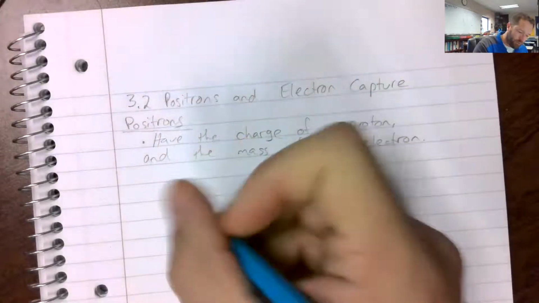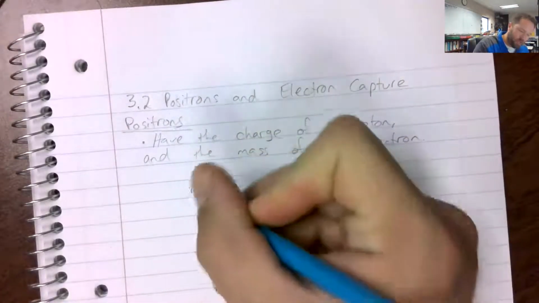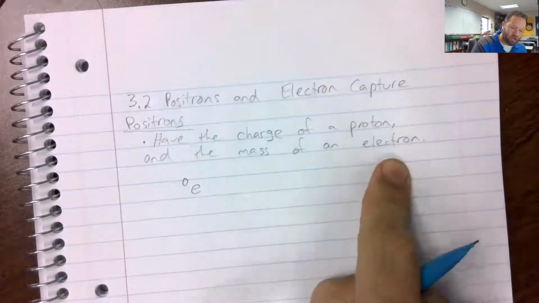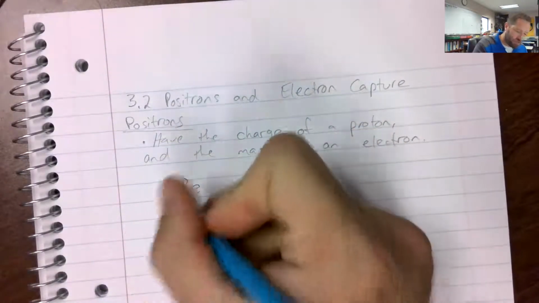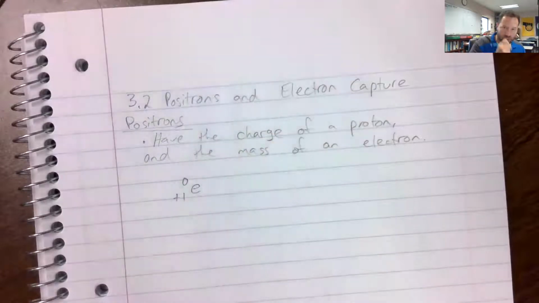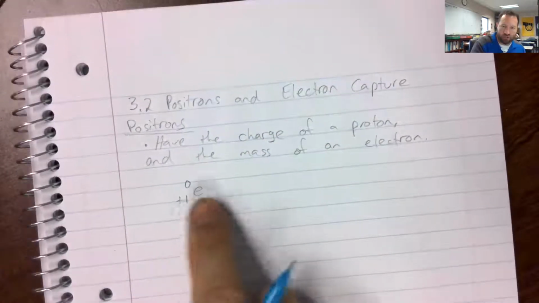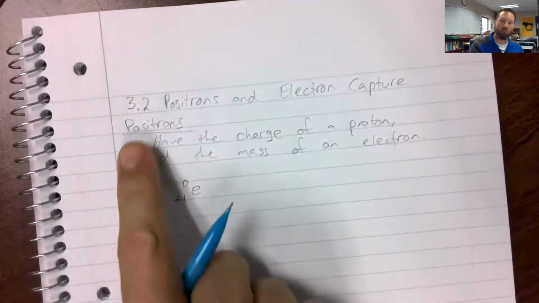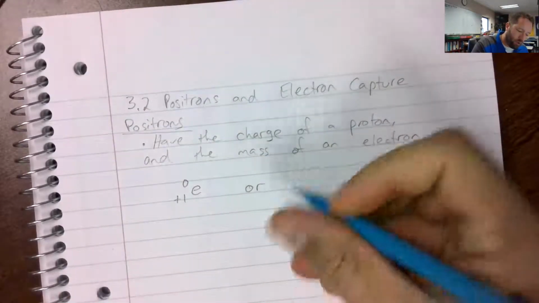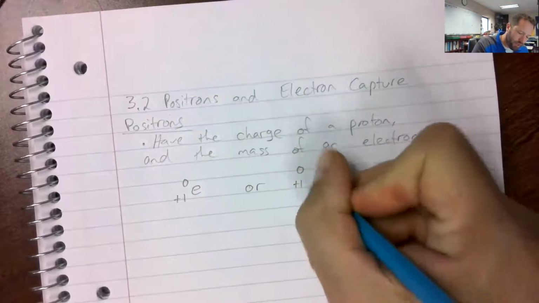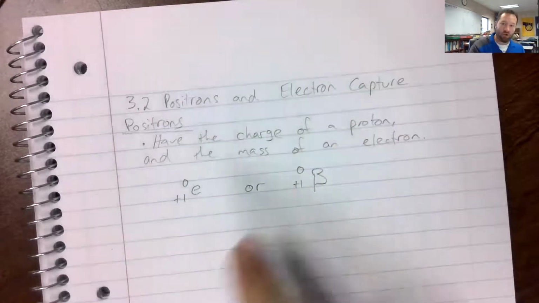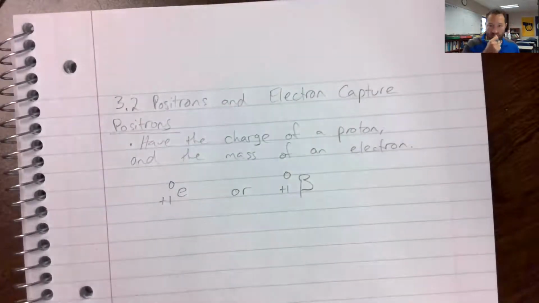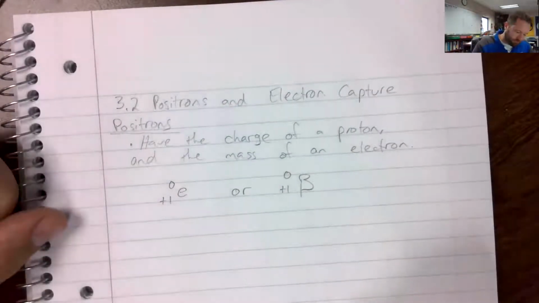The symbol for a positron, we can use that e like we did for an electron. It has 0 mass, again, the mass of an electron. But then the key here is that it has a +1 charge. So watch that +1 charge. It's not a negatively charged electron. It's a positively charged positron. Or, again, if you prefer the Greek method, you can call it the beta symbol. So it's a positively charged beta particle, a positron.